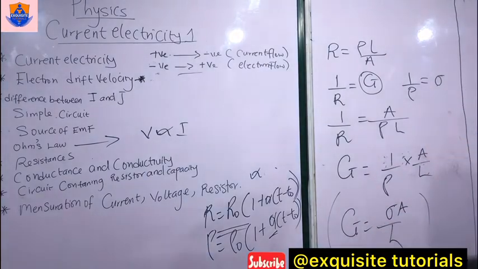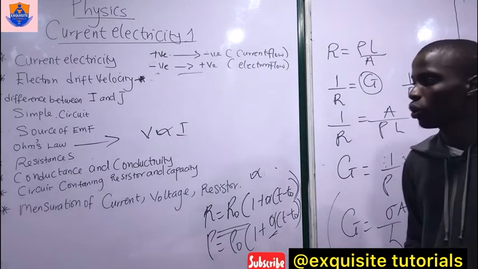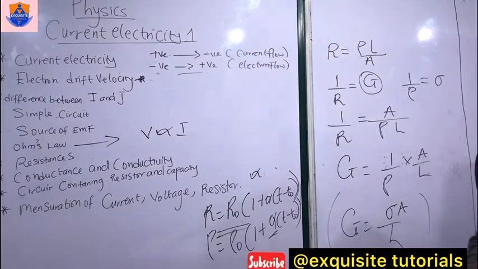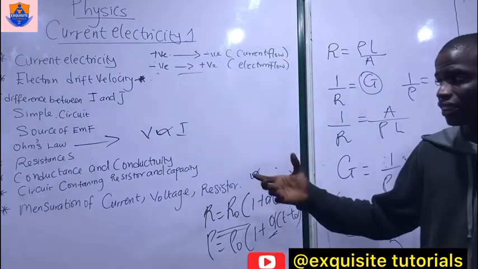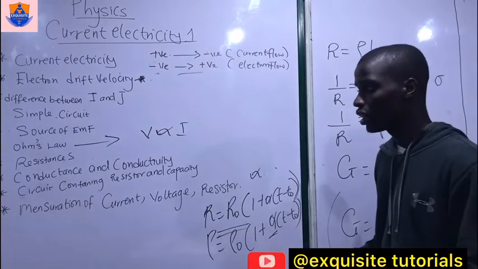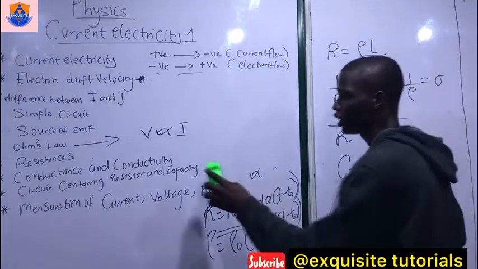So the next one I'll be talking about is circuits containing both resistance and capacitance, or rather, circuits that contain both a resistor and a capacitor.